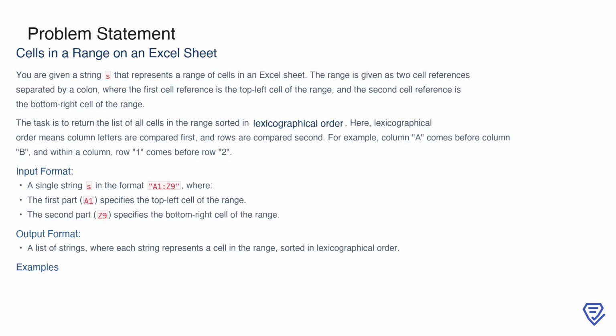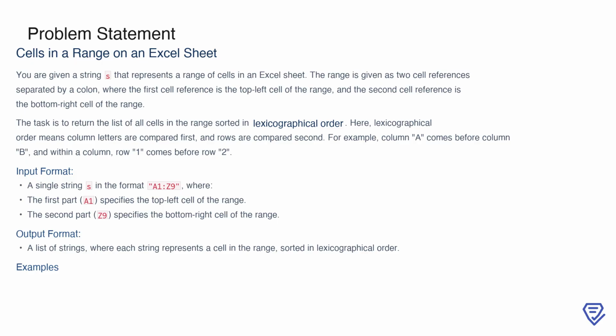In this problem, you are given a string S that represents a range of cells on an Excel sheet. This range is described using two cell references, separated by a colon. The first cell reference specifies the top left corner of the range, while the second cell reference specifies the bottom right corner. The goal is to generate a list of all the cells within this range, sorted in lexicographical order.